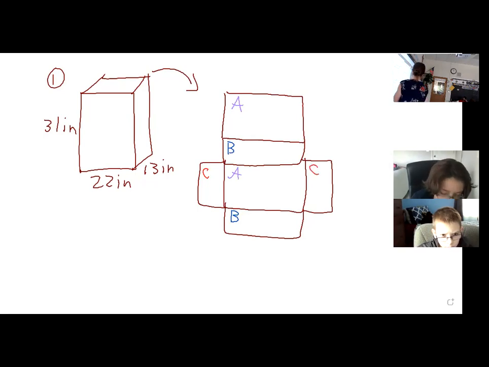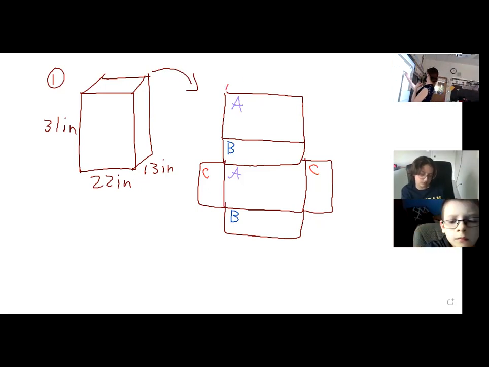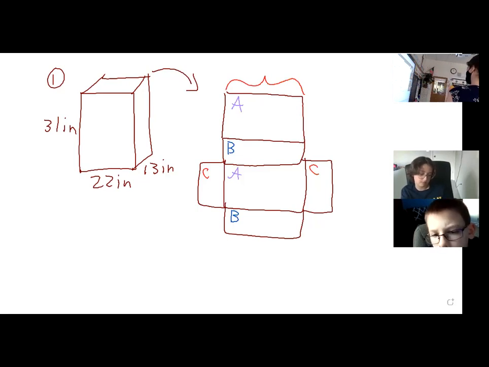C and C go together. And in order to find the surface area of each of those pieces, we're going to have to transfer some of these dimensions to our drawing of the net, okay? So what would you label this length as? What number would you assign to it? 31, 22, or 13? 31.